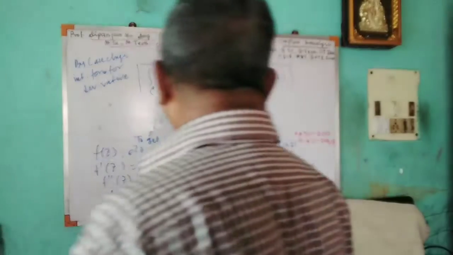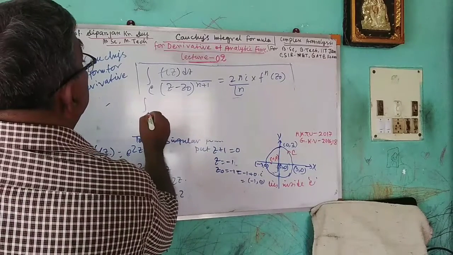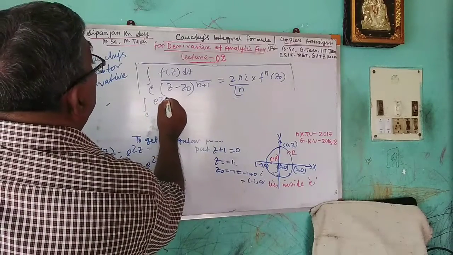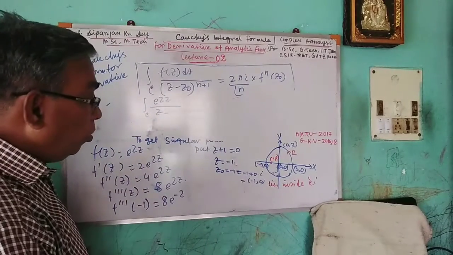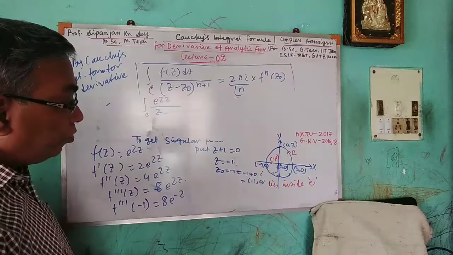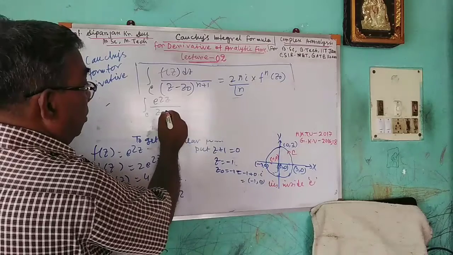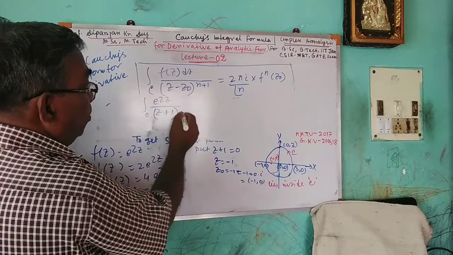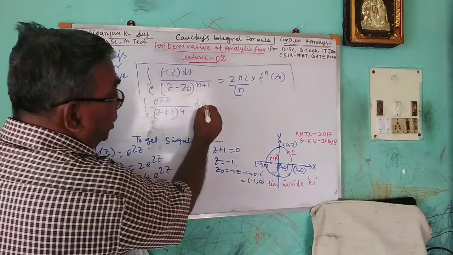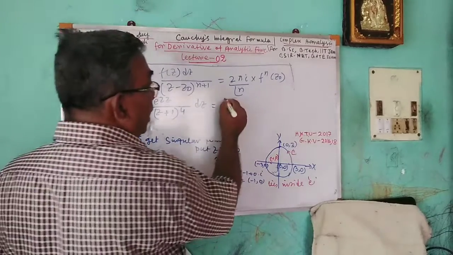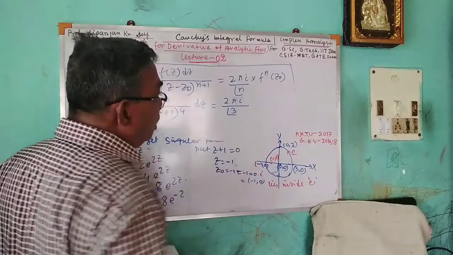Just putting, what is f(z)? e to the power 2z. Just putting C here, e to the power 2z by (z minus z0), what is z0? z0 is equal to -1. That is (z plus 1) whole to the power n equal to 3, that is 4, dz is equal to 2 pi i by factorial 3, because n equal to 3 I am putting.